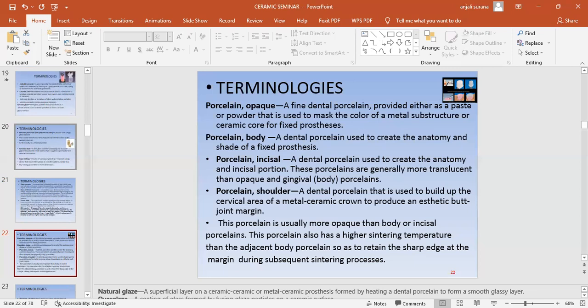This porcelain is usually more opaque than body or incisal porcelain. This porcelain also has a higher sintering temperature than the adjacent body porcelain, so as to retain the sharp edge at the margin during subsequent sintering process.